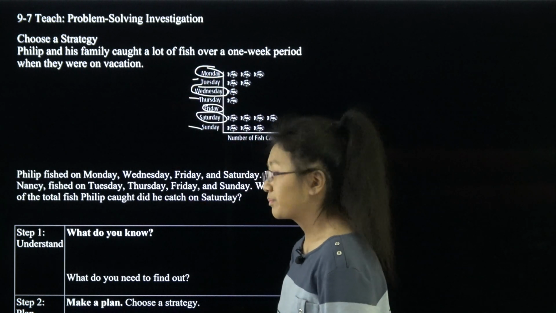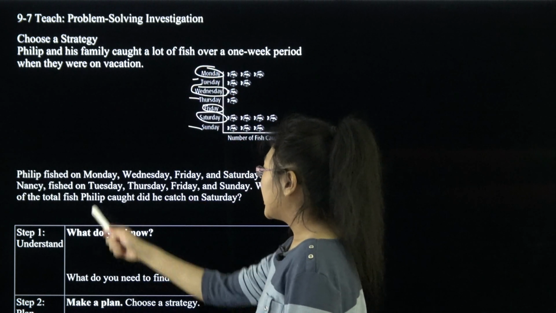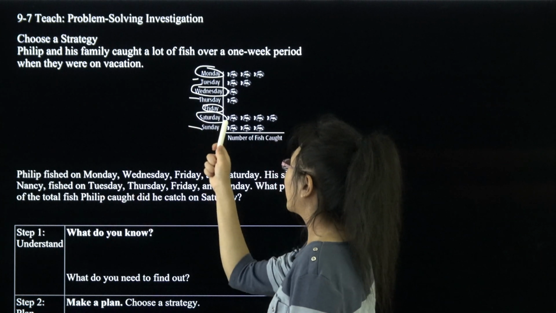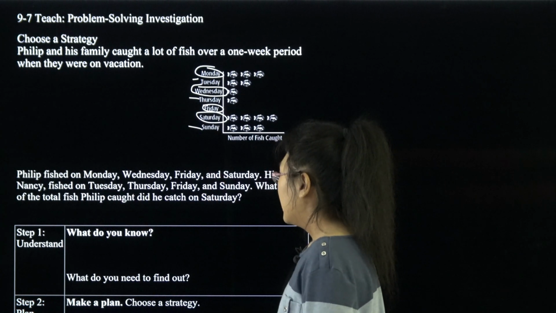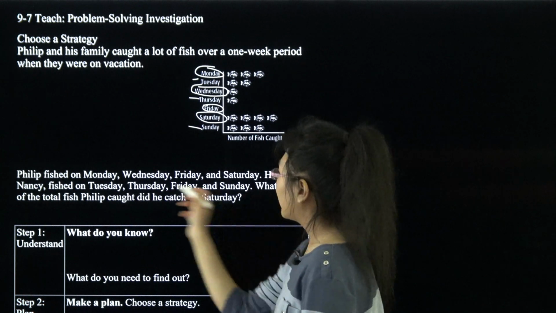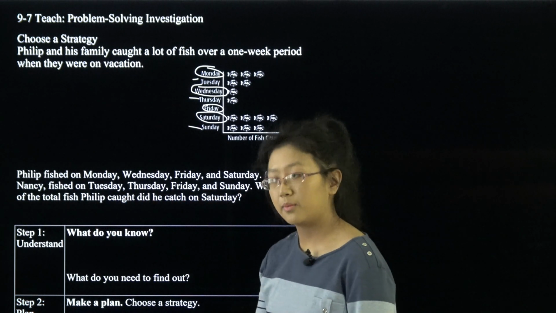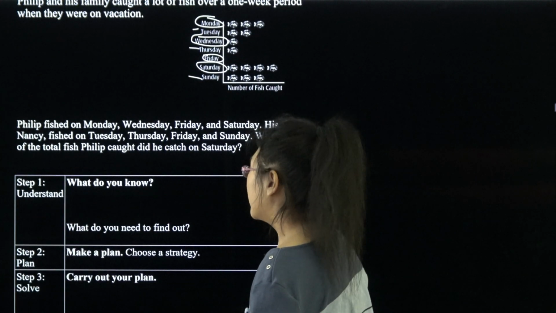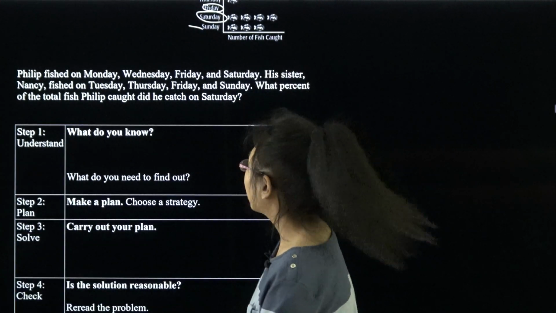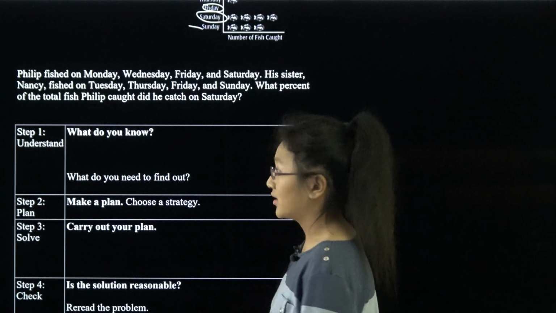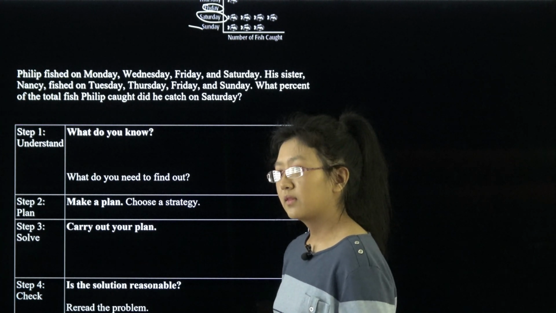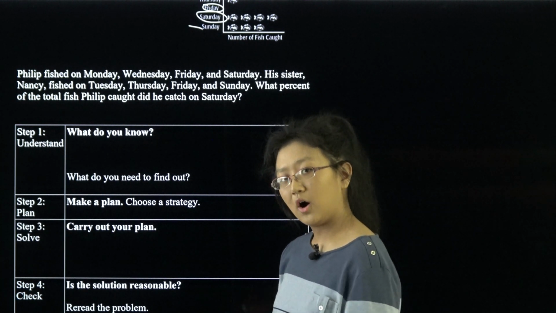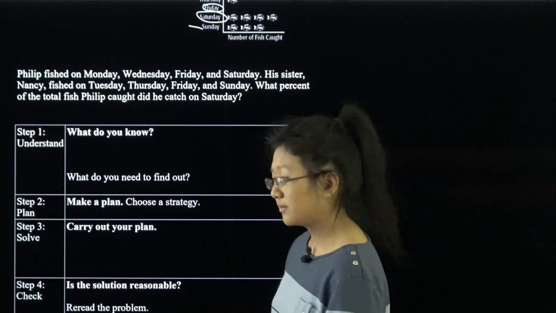So what do we know? We know that Philip fished on Monday, Wednesday, Friday, and Saturday. And the part about his sister isn't really important. So what do we need to find out? Well, we need to find out what percent of the total fish that Philip caught was caught on Saturday.